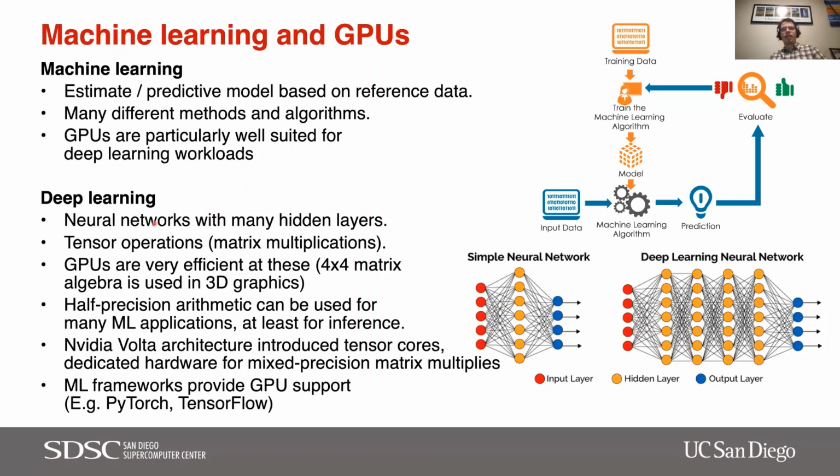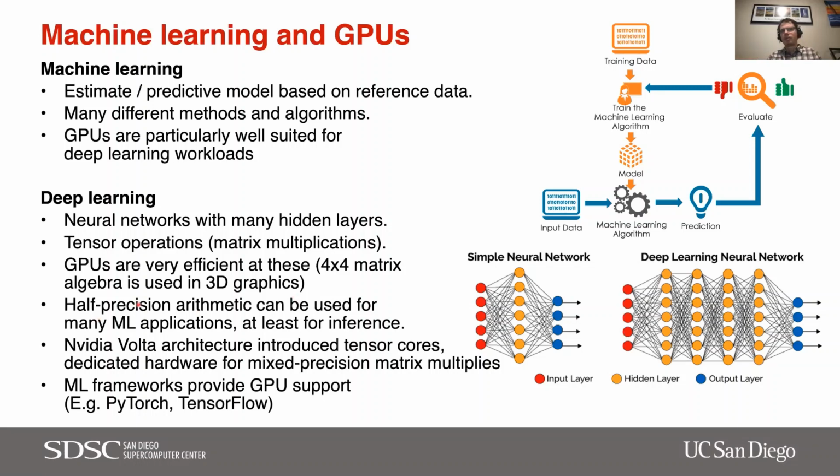And the reason is, you have these neural networks with many hidden layers. And like I alluded before, you have to do these matrix multiplications. That's basically these tensor operations when you traverse the neural network from your feature vectors from the input towards the output. There are all these multiplications happening from input to output, and the GPUs are really efficient at doing these. And if you think about the history, 4x4 matrix algebra is used in 3D graphics, and so that's naturally how the hardware has evolved.